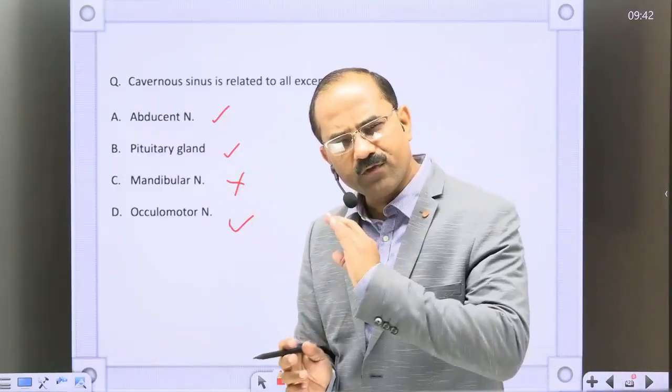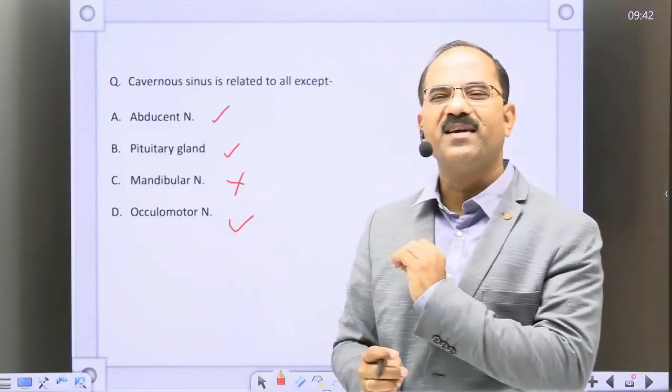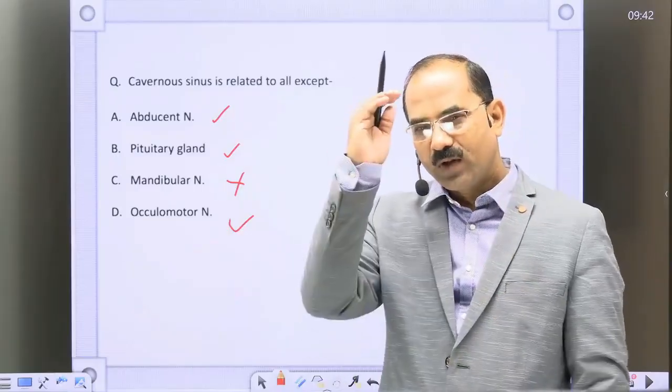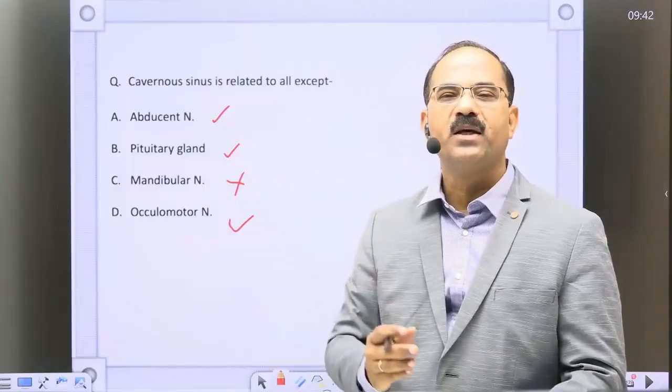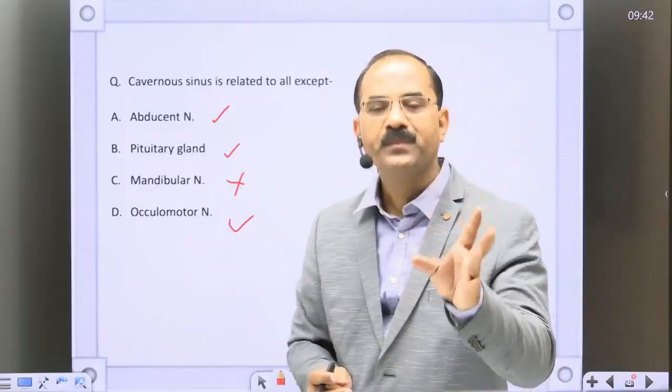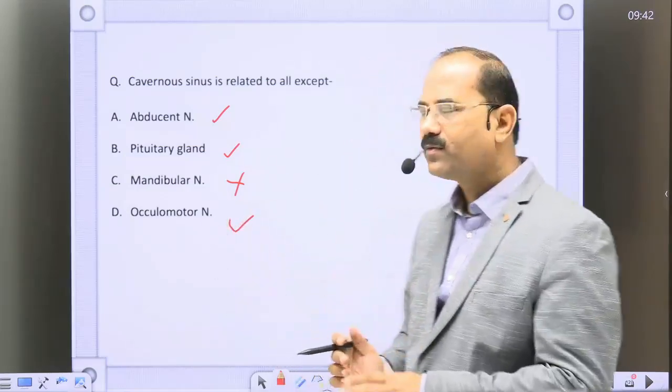Remember, students, a very important MCQ, mandibular nerve is much away from the cavernous sinus. What is there in the lateral wall? Third nerve, fourth nerve, ophthalmic, and the maxillary division of trigeminal nerve. It's maxillary, not the mandibular. Mandibular nerve is much away from the cavernous sinus, much away. Fine.